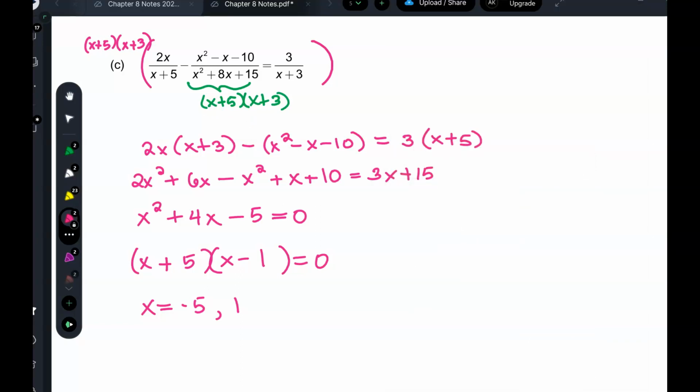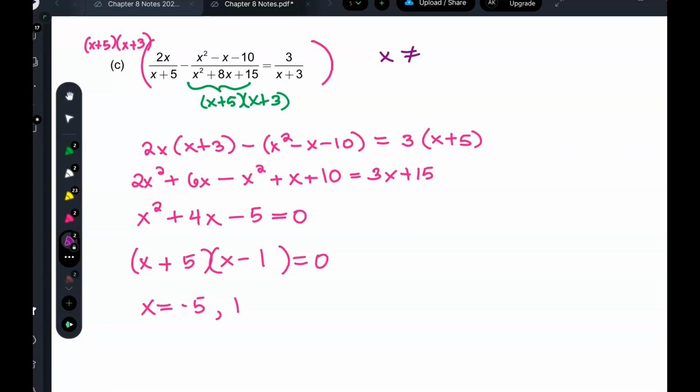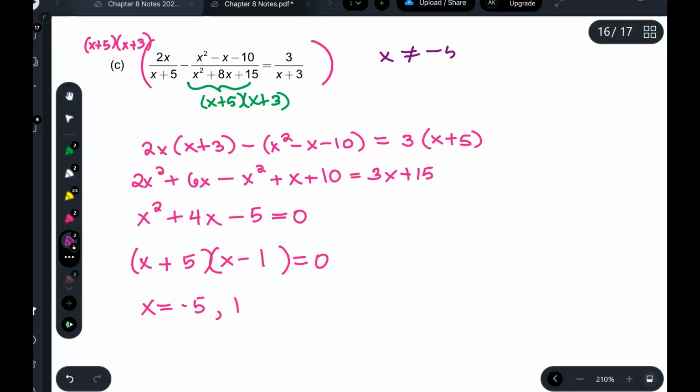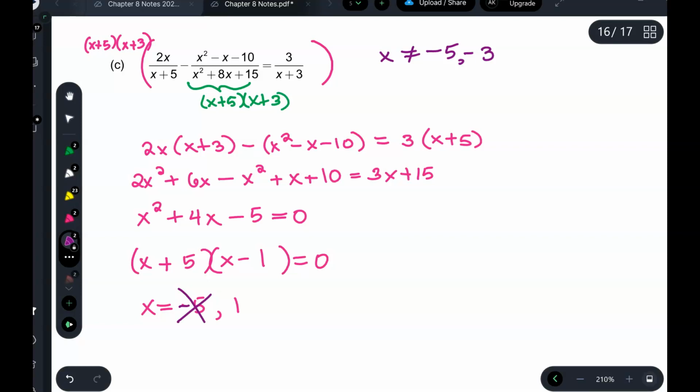Oh, what happens when we try to plug in? Undefined. Yeah, I forgot to mention, what is x not allowed to be equal to? 0. What can't we have in the denominator? 5 and 3. Negative 5 and negative 3. So right away, if I get negative 5, that can't be an answer because that was an excluded value. So now we're just going to check 1.